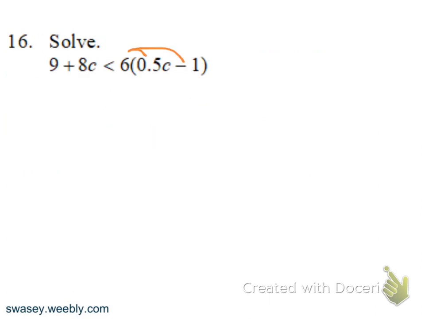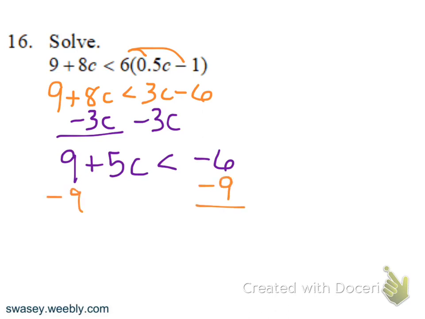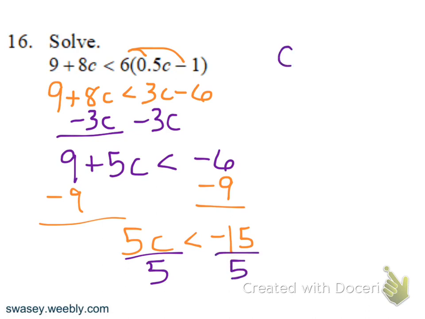Solve this, distribute to get rid of the parentheses. We want to get our variables on one side and our constants on the other side. I'd normally subtract 3c first. So you get 9 plus 5c less than negative 6. Two steps from here, subtract 9. You get 5c is less than negative 15. To get rid of multiplying by 5, divide by 5 on each side. And so you have c is less than negative 3. Divided by a positive, we do not have to change the inequality symbol.